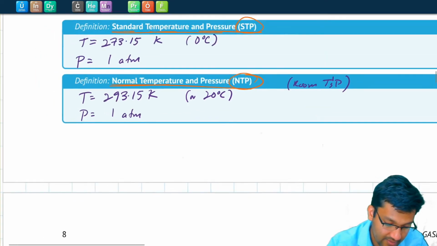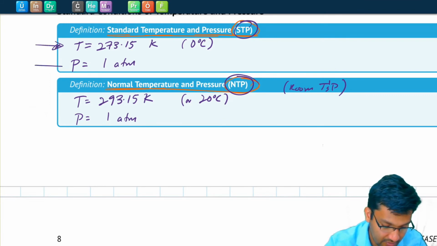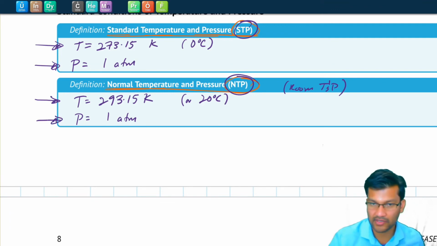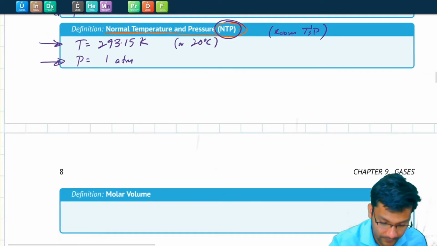So you might see this pop up: standard temperature and pressure, STP, normal temperature and pressure, or NTP. This is what temperature that relates to and what pressure that relates to. And it just makes asking questions easier because we don't have to keep telling you what the temperature is, what the pressure is. We know.